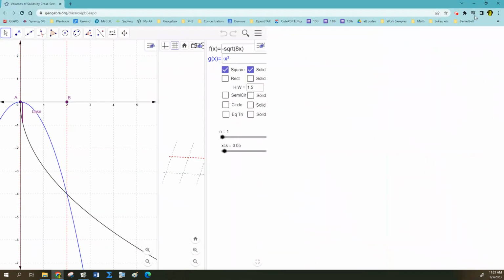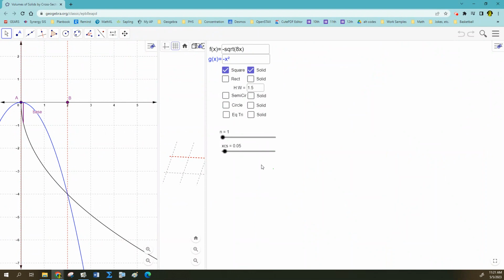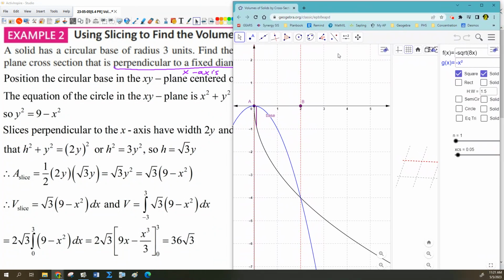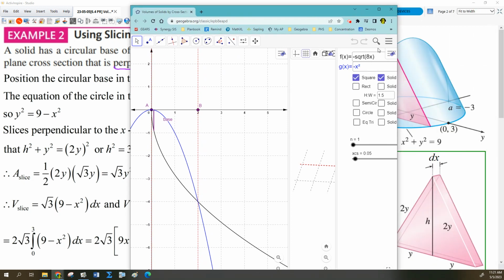Okay, so if we look at this object, oh, that's the wrong one. Here, we can just fix it real quick. So why did it do that? Darn it.